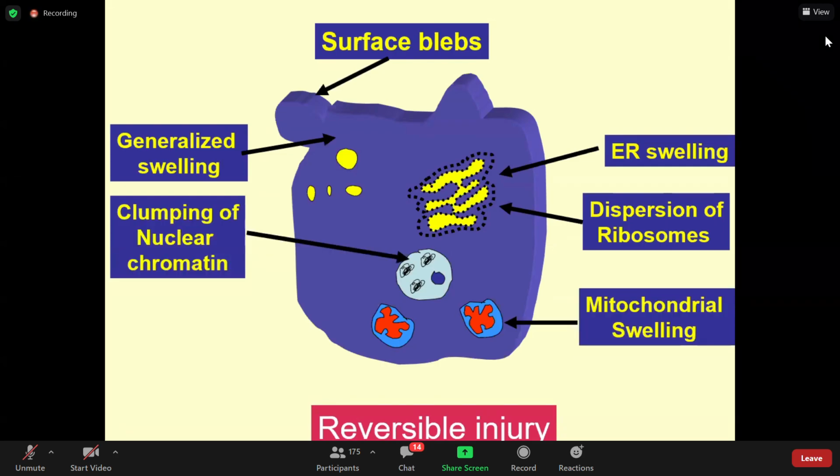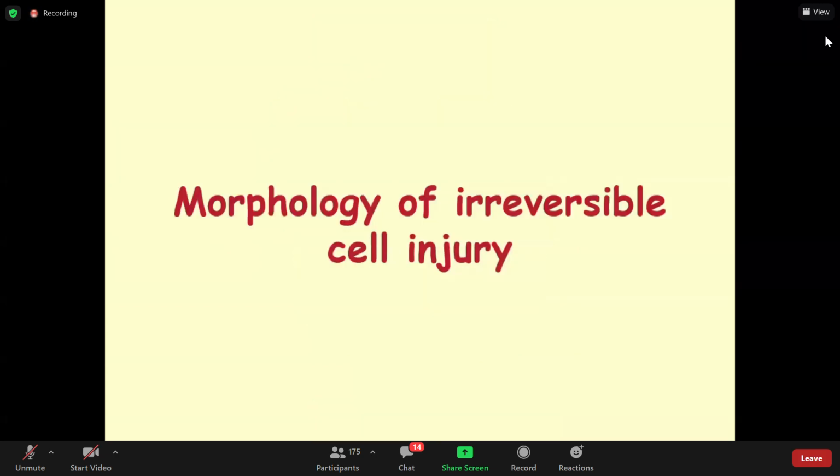And of course, the nuclear clumping that we have talked about in the previous slides. All right, so what do you see with irreversible cell change? Now, the start of the action here is going to be nuclear changes. What you're going to find is everything else that we have seen in the previous reversible cell injury changes, but it will be attenuated.